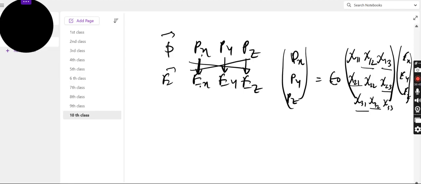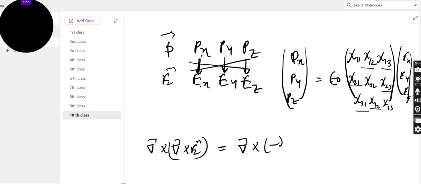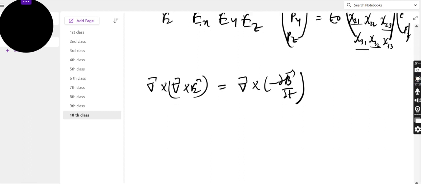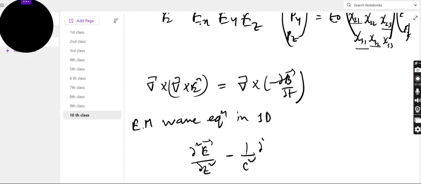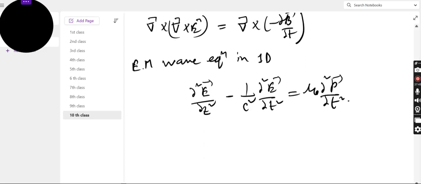Now we go to the electric field. So now if we do the calculation, we take curl of E, that would give us curl of minus del B del T. So we'll get an electromagnetic equation in 1D: del square E del Z square minus 1 by C square del square E del T square is equal to mu 0 del square P del T square.